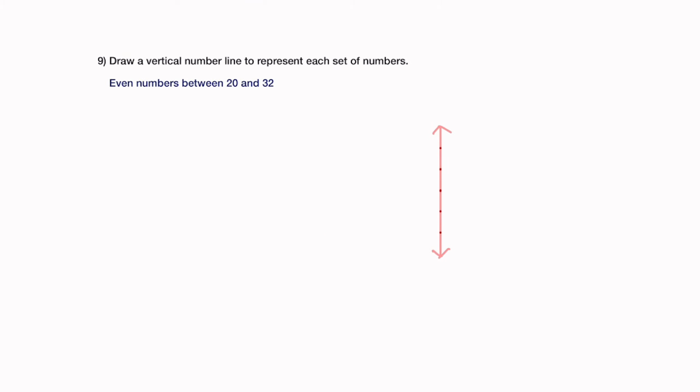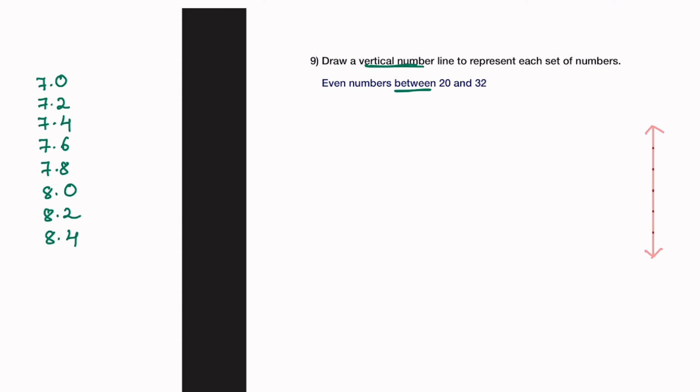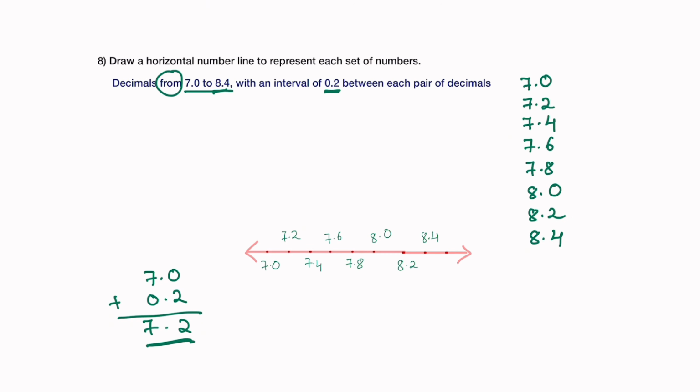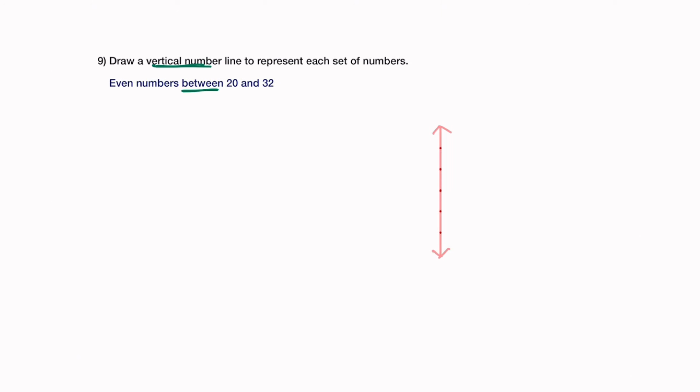Here comes the next one. Now we have a vertical line. So we have it here. Even numbers between 20 and 32. Remember this word between. So are we going to include 20 and 32? No, we will not include them. Okay. In the previous one, it was from and to. So we included them. But this one here says between. So we'll include numbers between that limit and not those numbers.